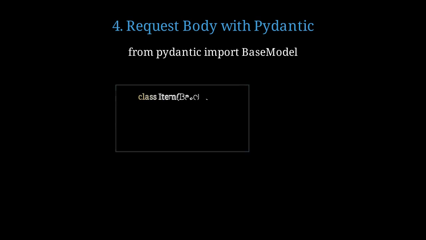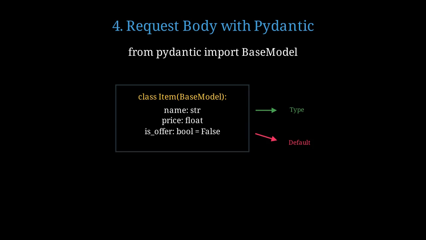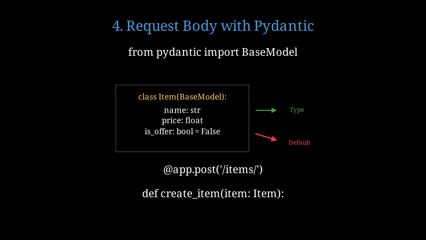FastAPI uses Pydantic models to validate and parse request bodies. First, we import BaseModel from Pydantic to create data models. We define a Pydantic model with typed attributes. FastAPI will automatically validate incoming JSON against this schema. We use the POST decorator for POST requests that accept a request body. The function parameter uses the Pydantic model as a type hint for automatic parsing and validation.